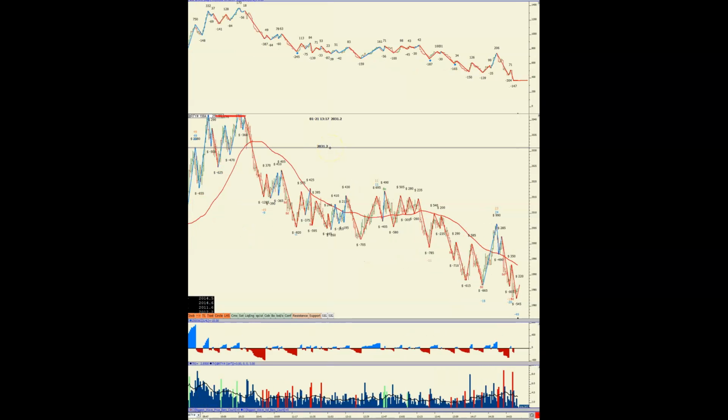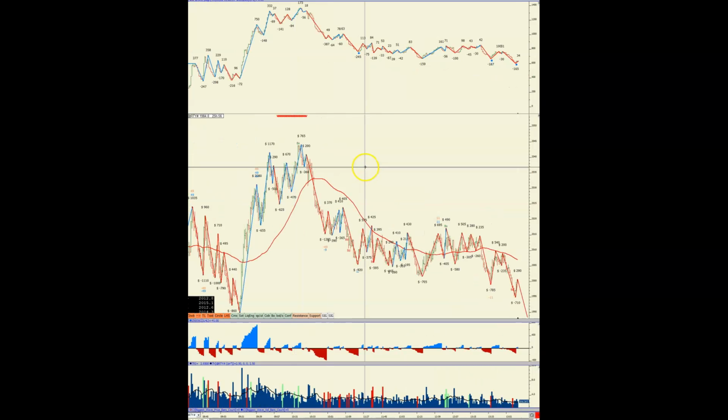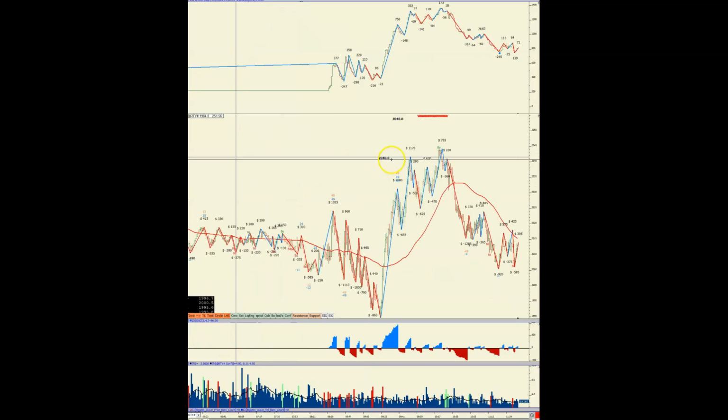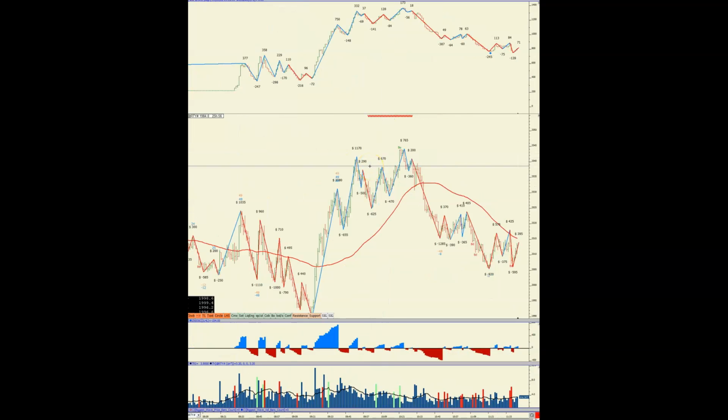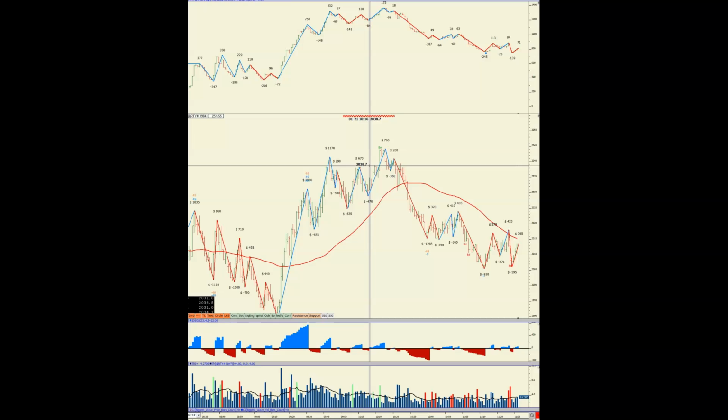Hi, this is a quick video on the Russell and basically how I'm combining the breadth of this market with the movements, supply and demand and dollar movements using a wave chart.